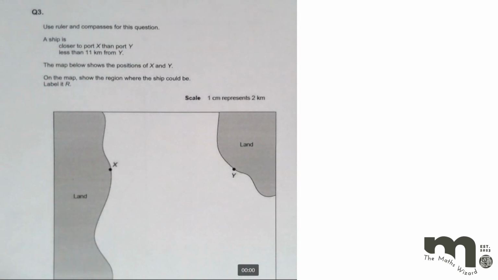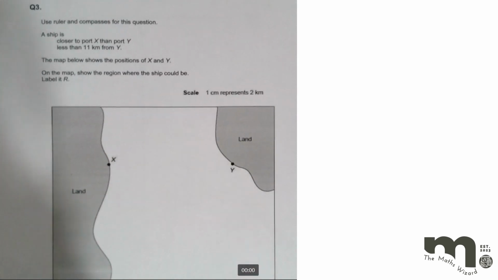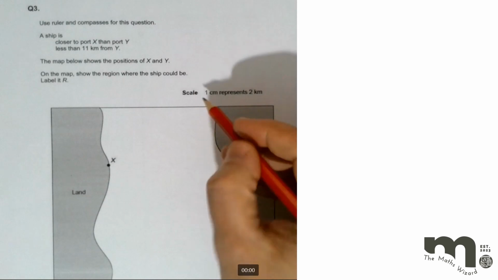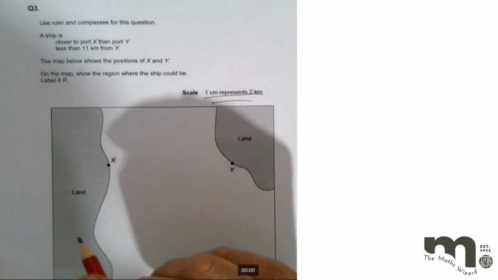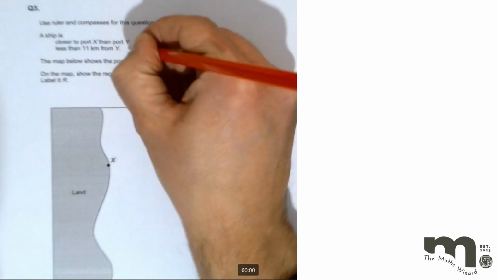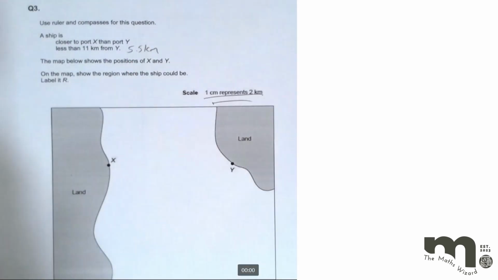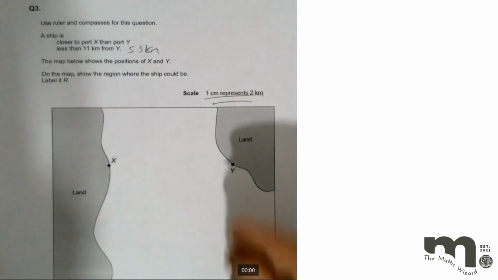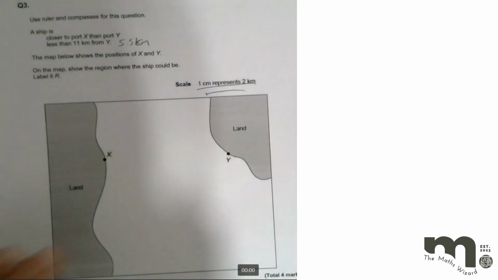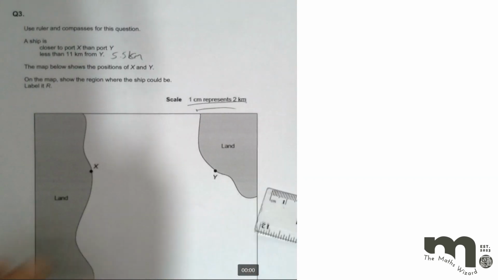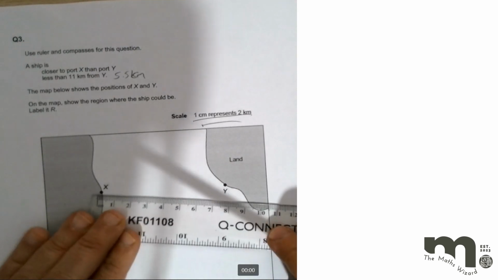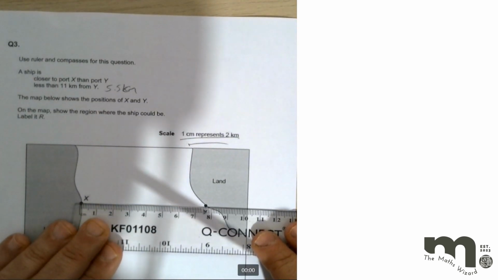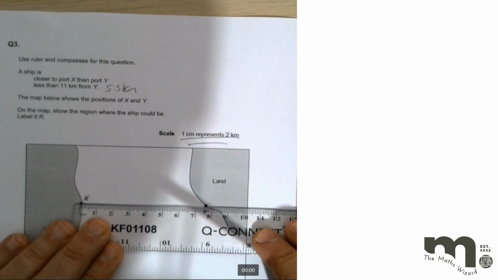Our final question then, this is another AQA question. So we've got a ship here that's closer to X than Y, and it's less than 11 kilometers from Y. Now we've got this scale here that's 2 kilometers. So that means it's got to be less than 5.5 centimeters from Y on the actual diagram here. I think I'm going to start by doing X and Y first. So the distance between those two is around about 7.7.